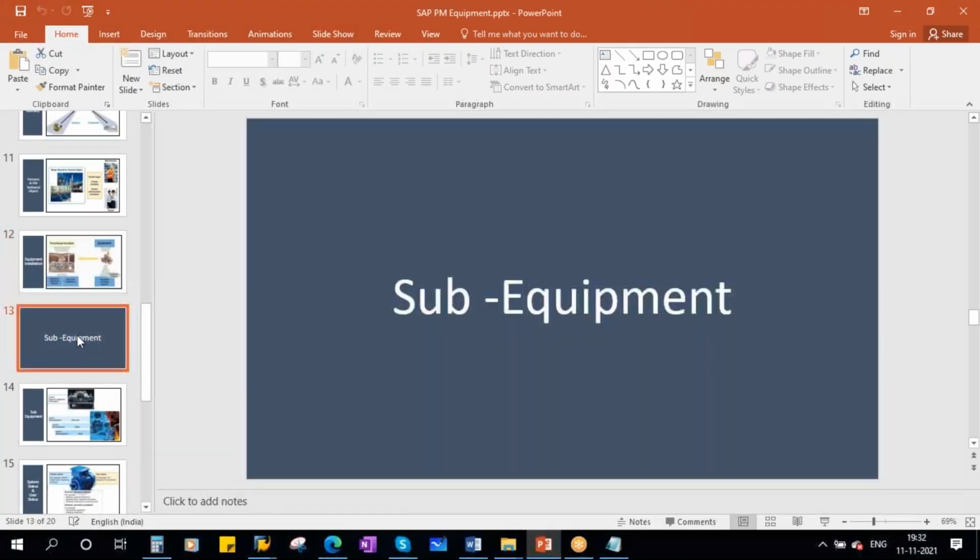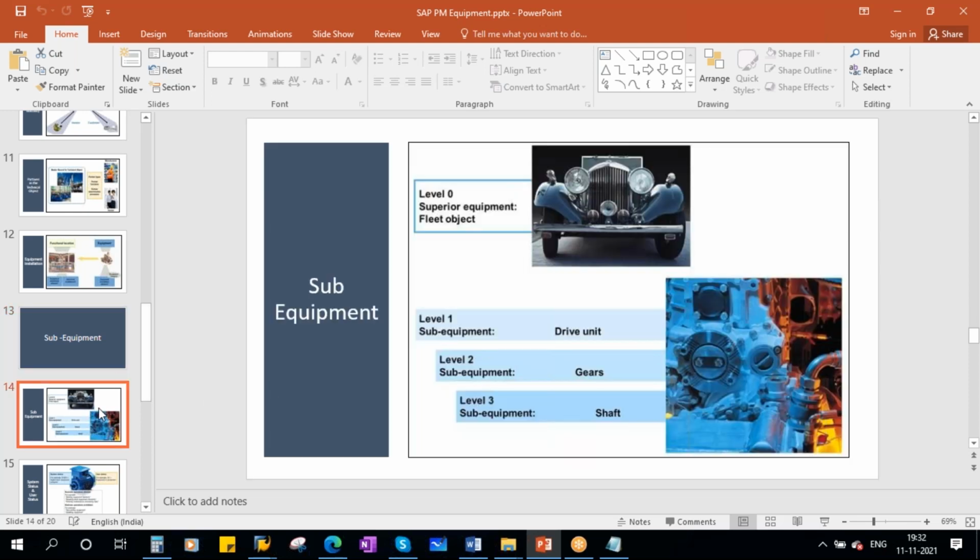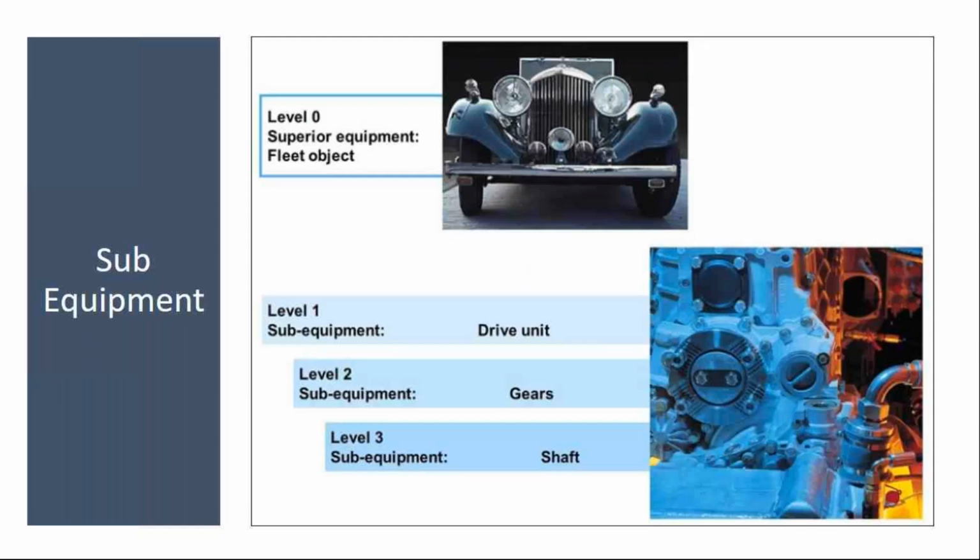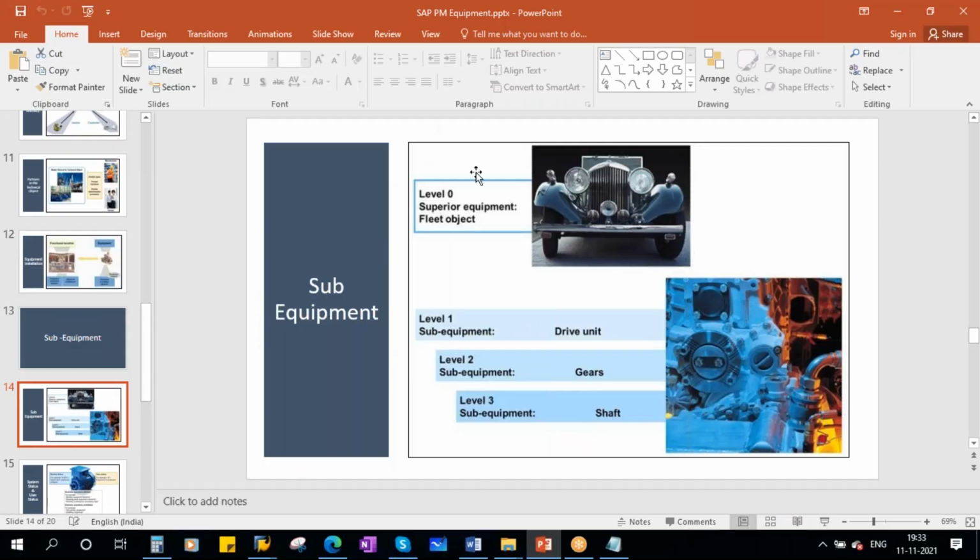So now we will talk about sub equipment. Even you can create a sub equipment. Sub equipment means an equipment under another equipment, like these sub equipments. Of course, the example is a vehicle. Under the vehicle, you have like this. This is a superior equipment. Under this, you have drive unit, gears, shaft. All these things are called sub equipments. So now let's create a sub equipment.